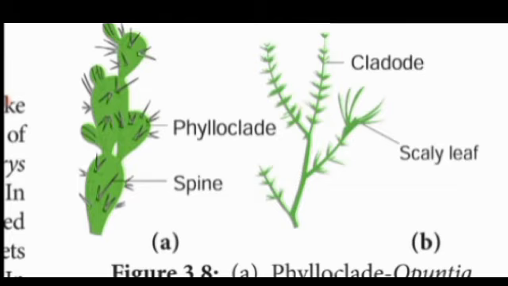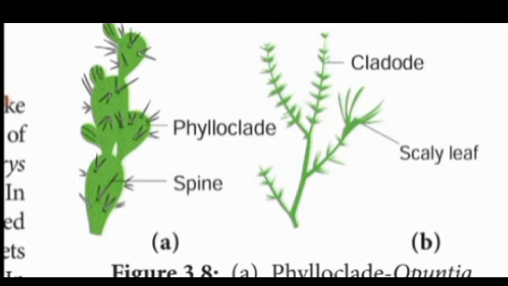Phyllo means leaf; the stem performs the function of the leaf, so it is called a phylloclade. Examples: Opuntia, Epiphyllum, Casuarina, Euphorbia tirucalli and Euphorbia antiquorum are some examples of the phylloclade. The phylloclade is also an important 3-mark question.